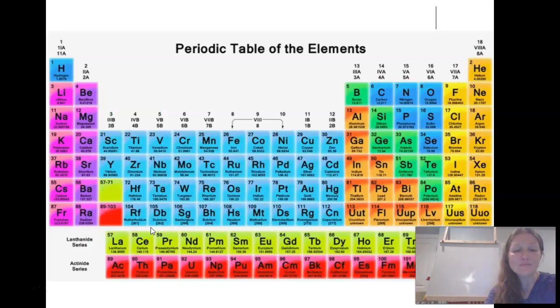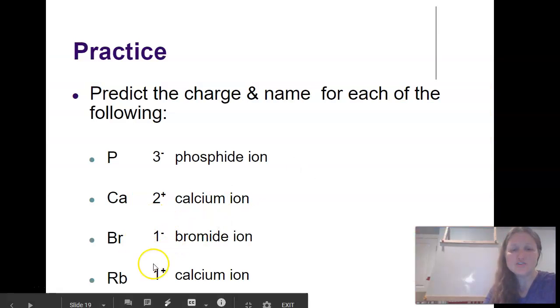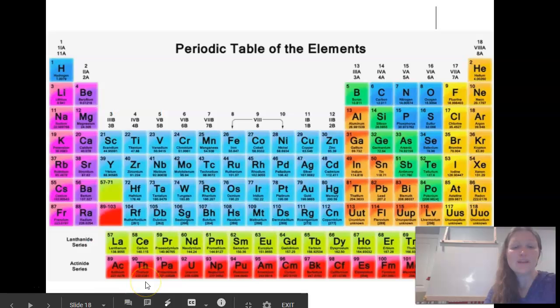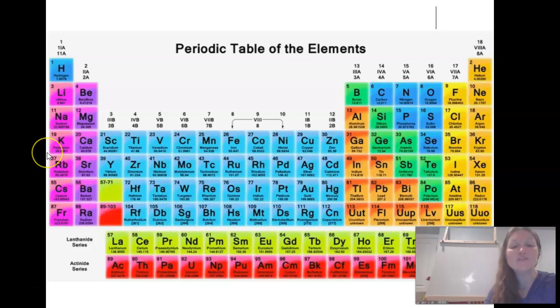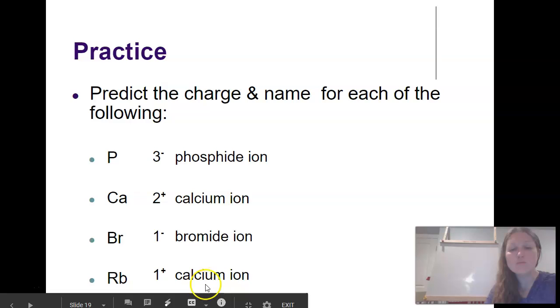Okay, bromine is right here. It's a halogen. It has 7 valence electrons, so its choices are to lose 7 or gain 1. It would obviously gain 1. So it becomes a 1 minus charge, and we call it the bromide ion. And then here we have rubidium. It's an alkali metal, just like sodium. It would rather lose its 1 valence electron than gain 7 more. Becomes 1 plus, oh, and that's a typo. That should be the rubidium ion.